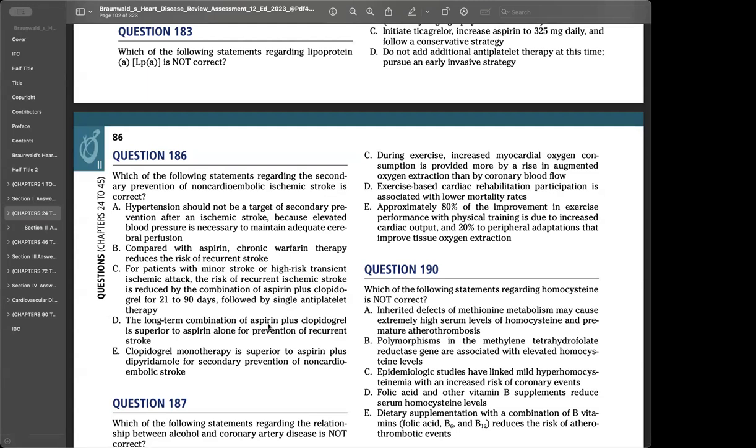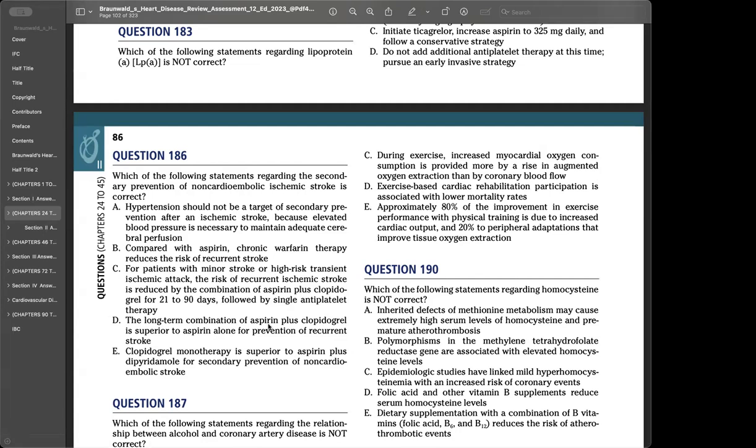The WASID trial said there was no difference between aspirin and warfarin use in non-cardioembolic stroke, and the warfarin had increased risk of bleeding. So that's false. Option C, for patients with minor stroke or high-risk transient ischemic attack, the risk of recurrent ischemic stroke is reduced by a combination of aspirin with clopidogrel for 21 to 90 days, followed by single antiplatelet therapy.